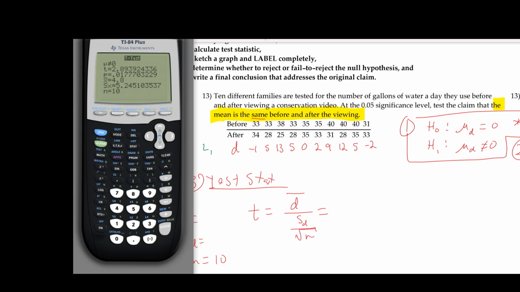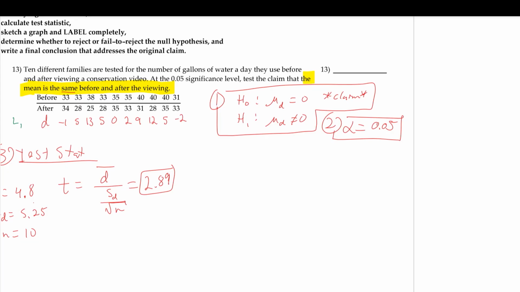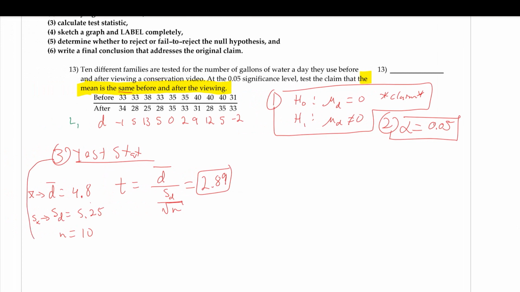Our p-value is 0.018 when rounded to 3 decimal places. And our x bar is 4.8. That's just the mean differences, that's our d bar. And the s is 5.24. I'm just going to list those out, even though they're not really necessary, but I'm going to list them out on my page here. All right, let's complete step 3.